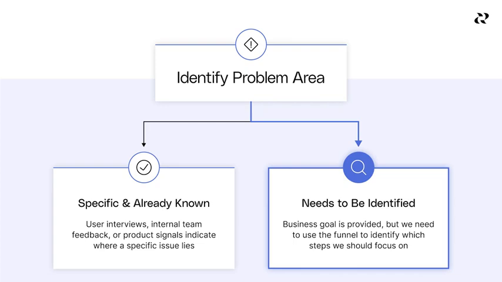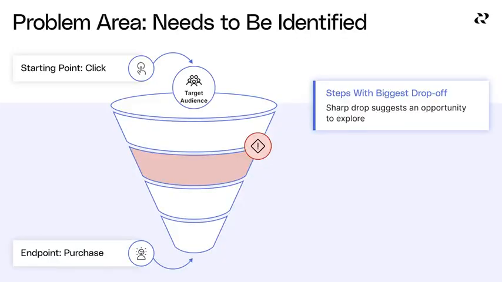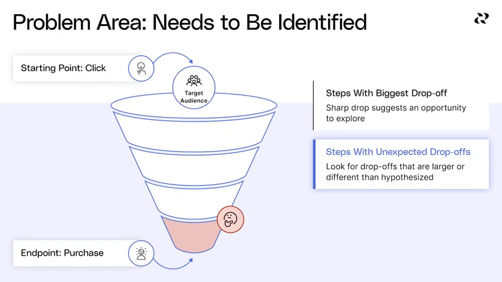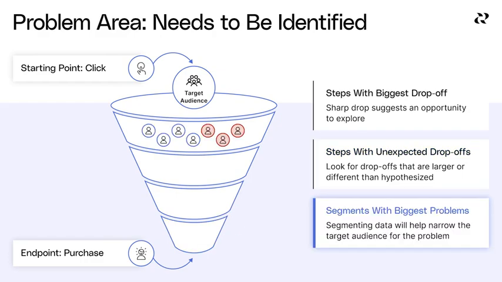When we're given a business goal but don't have a clear mapping of the user problem to the funnel, we need to use funnel analysis to identify which steps we should focus on. To do this, we can evaluate a few things. First, where do the biggest drop-offs happen? If we see a sharp drop between 2 steps of the funnel, that suggests this might be an area of opportunity to explore. Second, which steps show unexpected drop-offs? Drop-offs that are larger or different than we hypothesized will help us refine our hypotheses. Third, which user segments show the biggest problems?